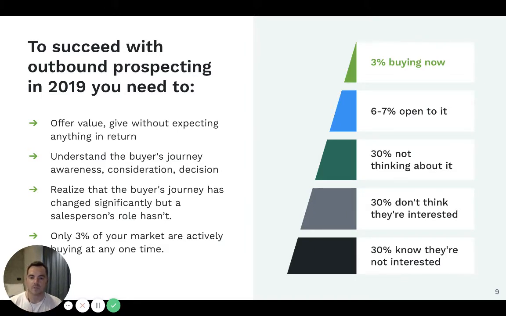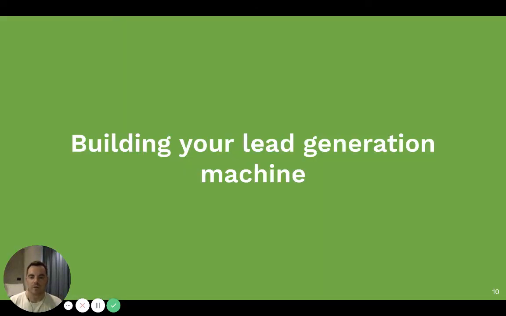And also, we need to remember that only 3% of your market are actively buying at any one time. So that means that 97% of people aren't actually buying. And whilst you can see on the right-hand side, a small percentage will be open to buying, the majority are not. So you need to think about what you're going to do with that remaining 90%.